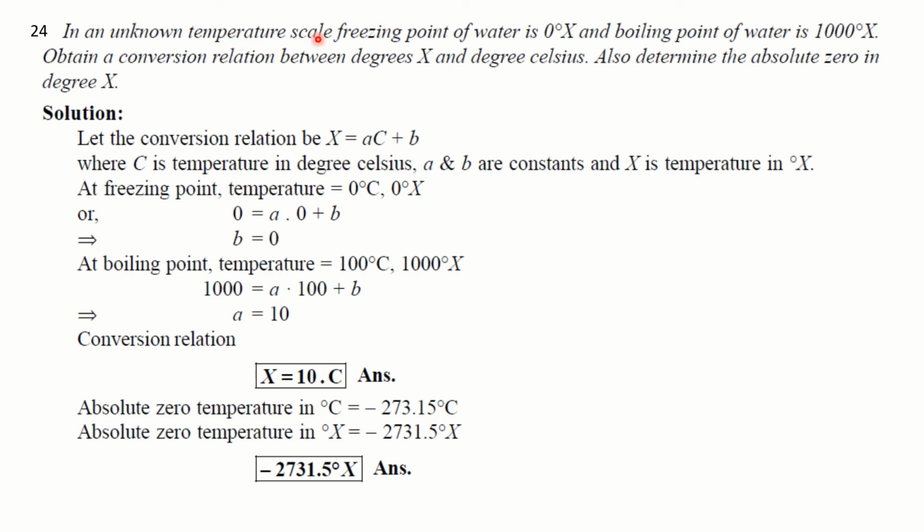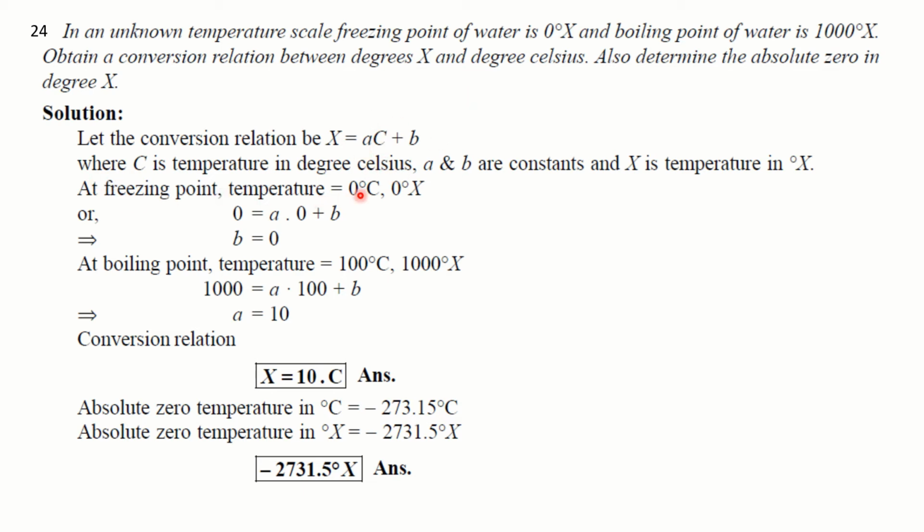Okay. In an unknown temperature scale, the freezing point of water is 0 degree X and the boiling point of water is 1000 degree X. Obtain a conversion relation between degrees X and degrees Celsius. Also determine the absolute zero in degree X. Let the conversion relation be X is equal to AC plus B. It's a linear one. So now we have to find out A and B.